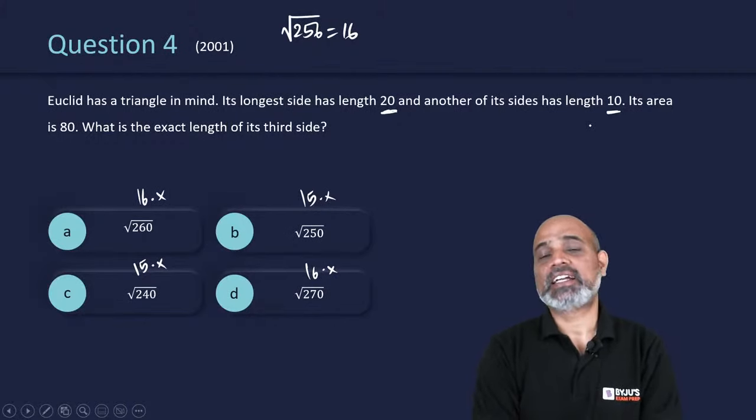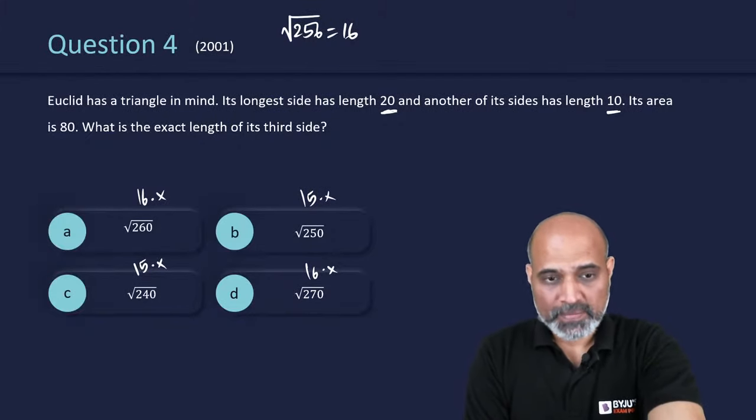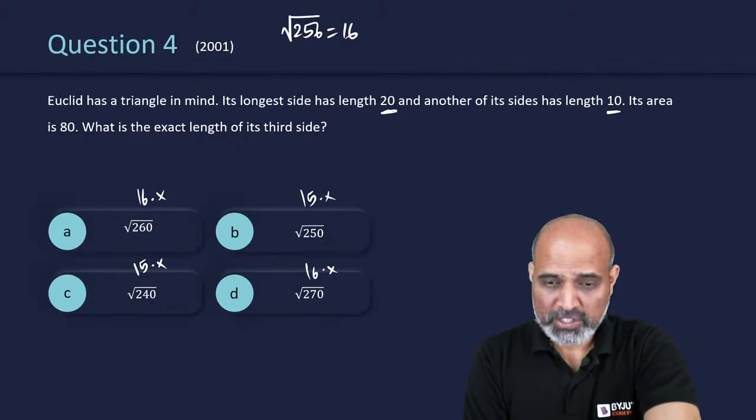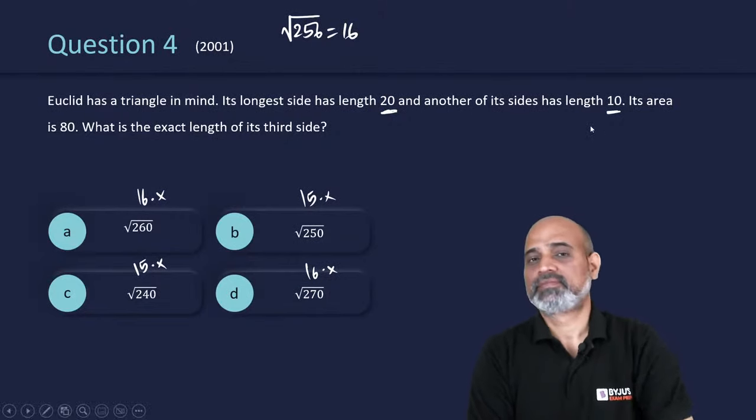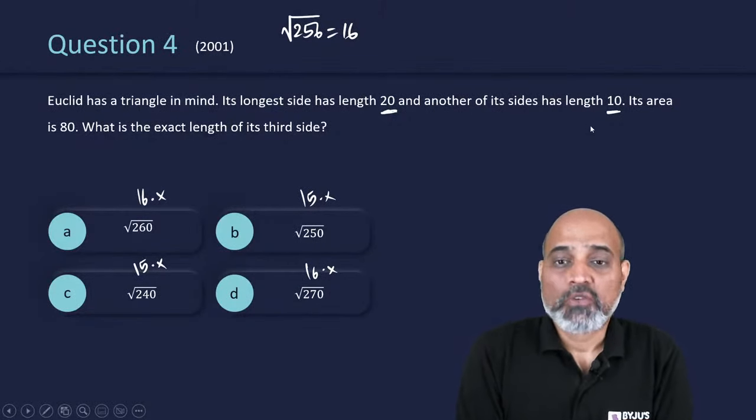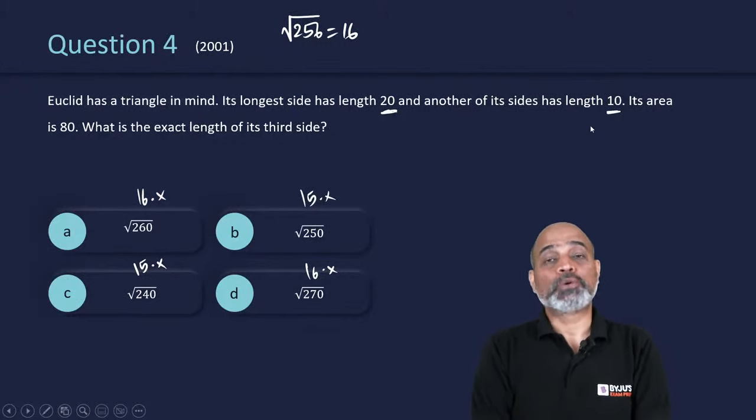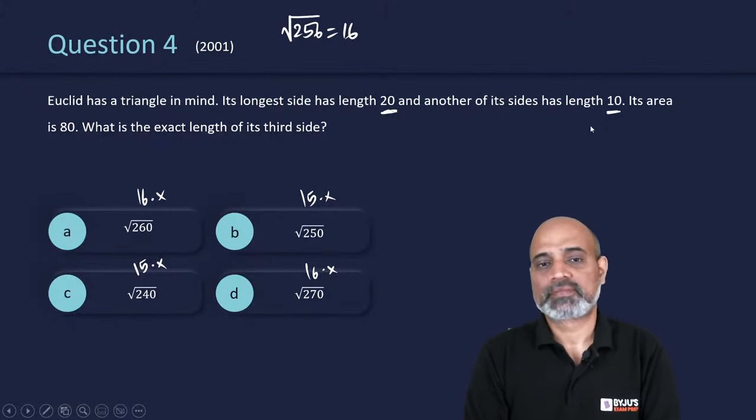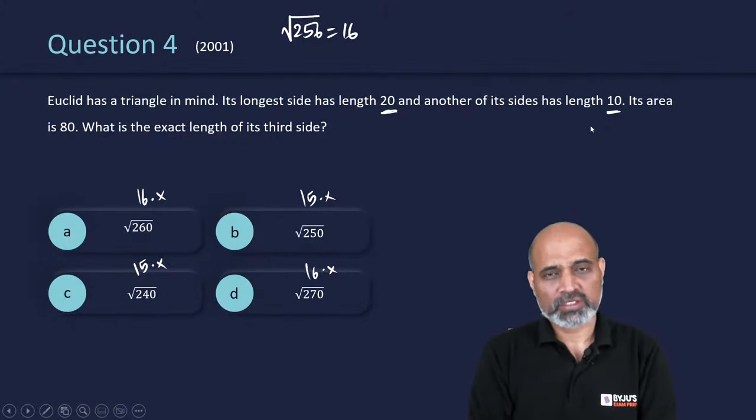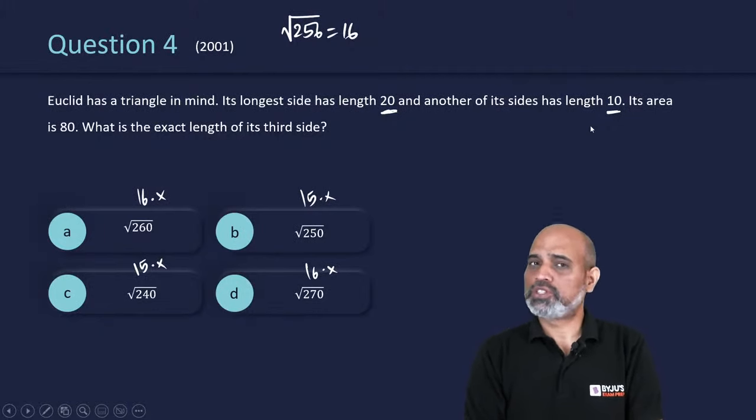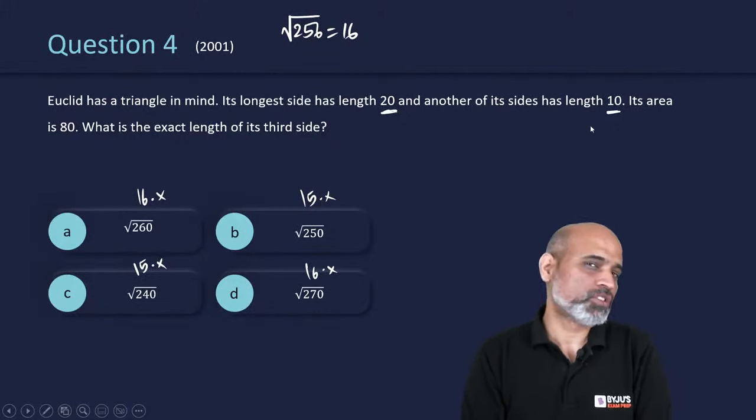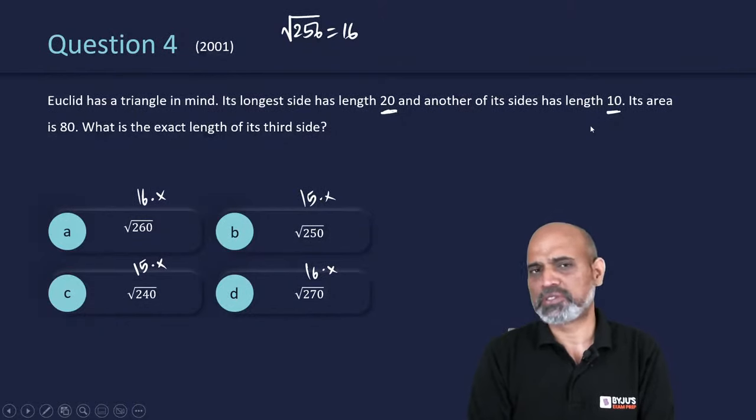So what is the exact length of the third side? Yogita, Vaishnavi, anyone? What do you think? How should you approach this? क्या करना चाहिए? Heron's? If you're supposed to use Heron's, then it's better that we leave it because it's not going to be easy. बहुत calculation होगा, बहुत ज़्यादा. Heron's is not easy.